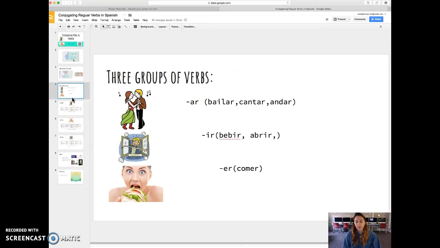There are three groups of verbs. There are verbs ending in AR, verbs ending in IR, and verbs ending in ER. Here are some examples. Bailar, to dance. Cantar, to sing. Andar, to walk. Verbs ending in IR. Beber, to drink. Abrir, to open. And verbs ending in ER. Comer, to eat.